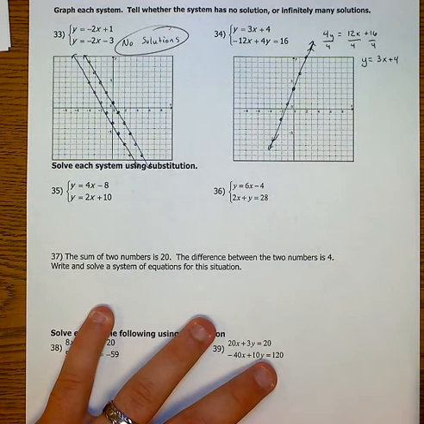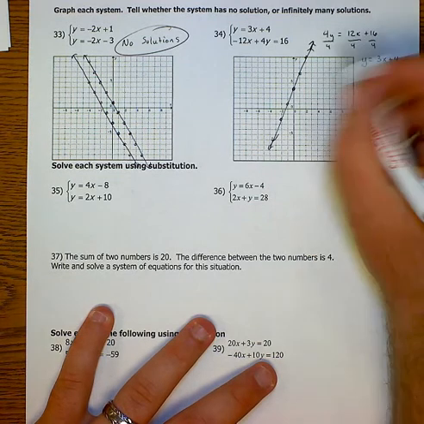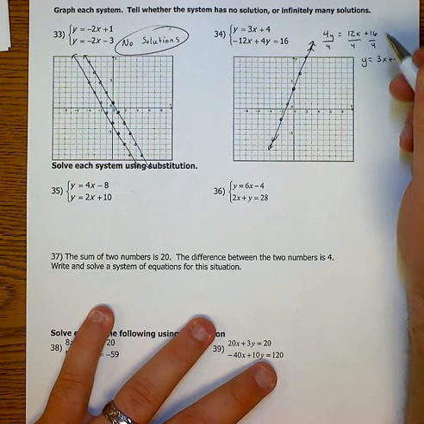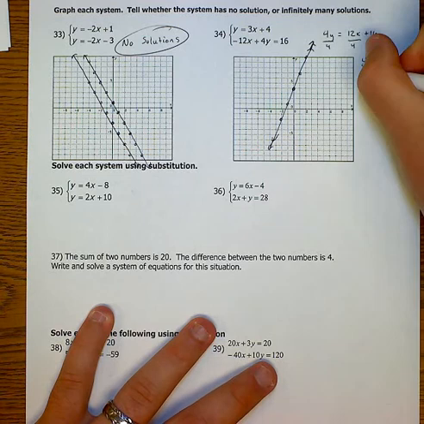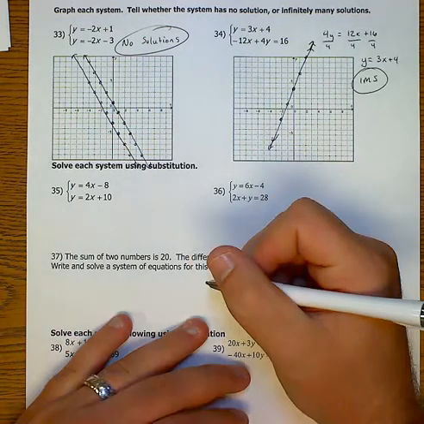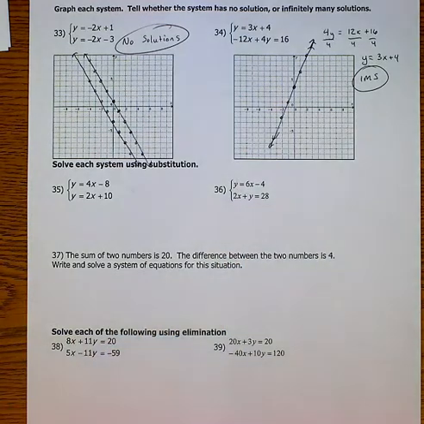You remember the solutions are where they hit. Well, these are going to hit everywhere because they are the same line, which means this one has infinitely many solutions. They're the same line. They are infinitely many solutions.